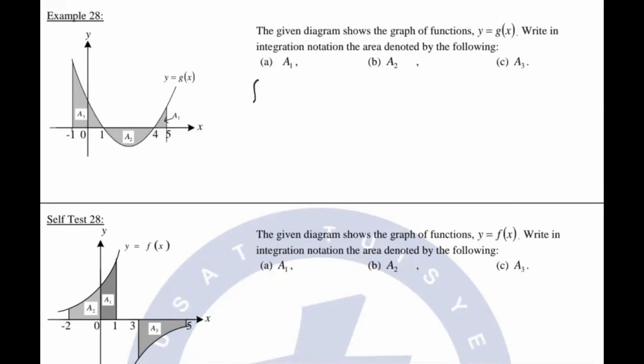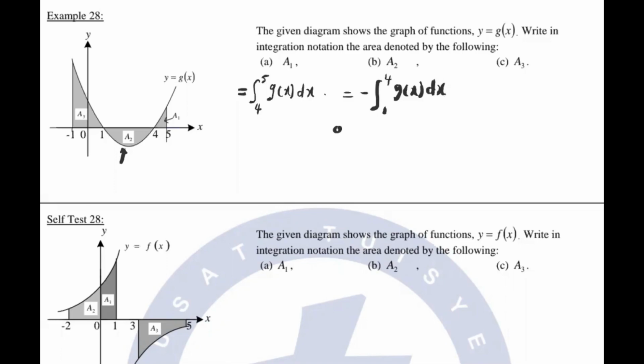We write the integration from 4 to 5. 4 is the lower limit, 5 is the upper limit. Your function is g(x), you put dx. So that's your answer. Is this all right? Okay, how about A2? Now this A2, notice it is below the x-axis. Below the x-axis is negative. So we have to put the integration from 1 to 4 of g(x) dx. Now you either put a modulus or you put a negative.